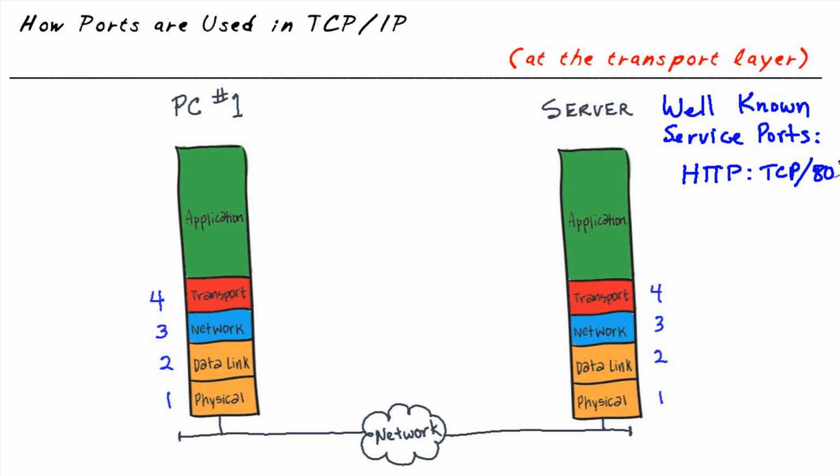HTTP, the well-known port for that at the transport layer is TCP port number 80. Telnet, which is used to get remote access with a command line interface to another system. The well-known port for that is TCP port number 23.